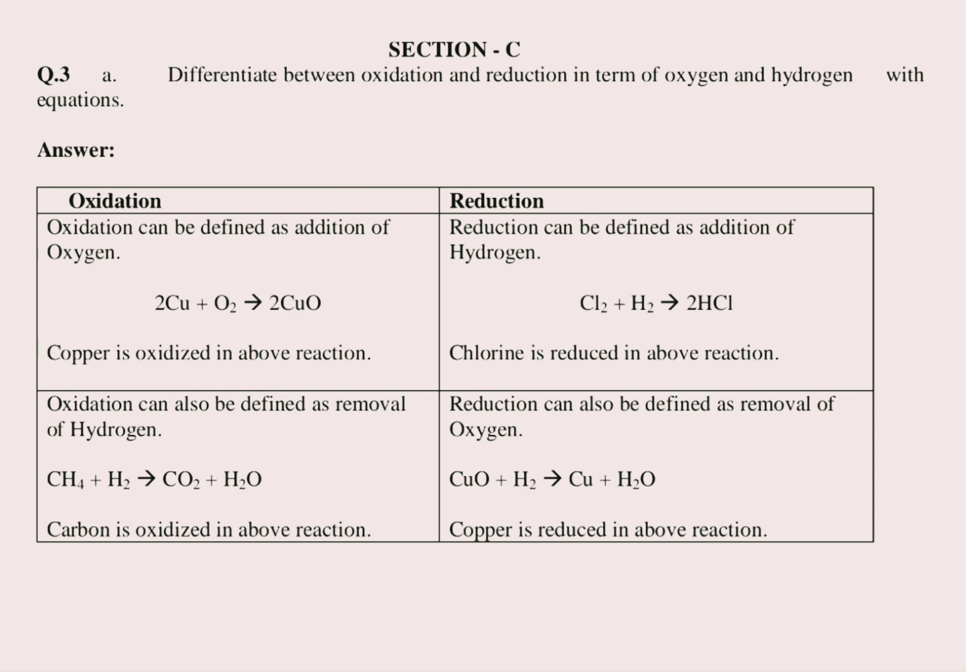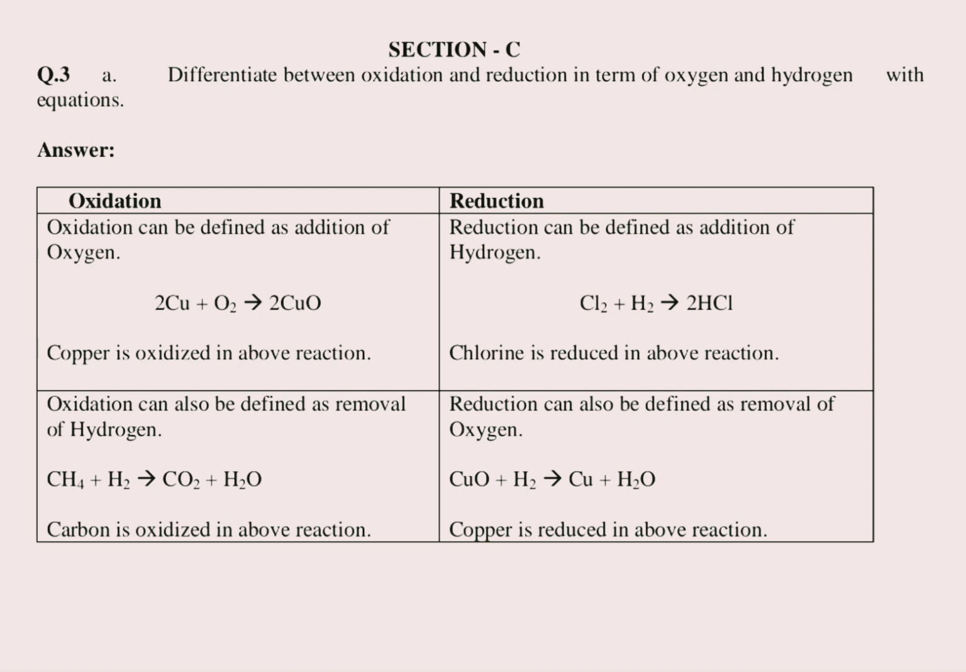Copper is reacting with oxygen to form copper oxide, so it's a gain of oxygen, it is oxidation. Chlorine reacts with hydrogen, hydrochloric acid is formed, it's gain of hydrogen, so it is reduction. Then you have methane reacting with oxygen, it converts into carbon dioxide and water is released. Now in that case that is oxidation because hydrogen loss is there, and hydrogen loss means oxidation.